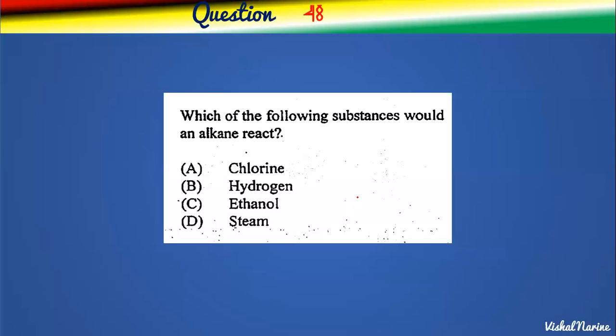Question 48. Which of the following substances will an alkane react with? All right, so I'm just going to write down the simplest alkane. Because somebody is asking, maybe it is A or B. Well, it will make sense to be adding hydrogen because it has hydrogen there already. So the answer there is A, chlorine.